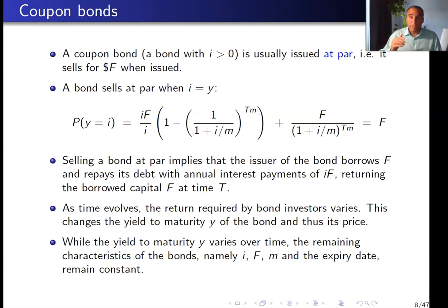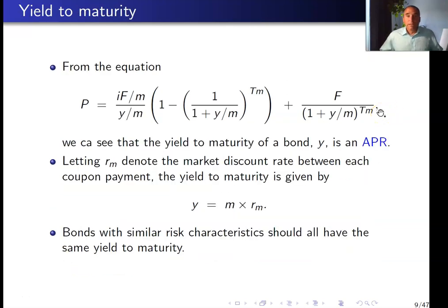But when the money is borrowed, usually the firm borrows F, repays F at the end completely, and makes interest payments in between. So again, from this coupon here, we see that Y is an APR, and the EAR in this problem is 1 plus Y divided by M to the power M. That's the effective annual rate. So here when we discount, F is discounted as 1 plus the effective annual rate to the power T.